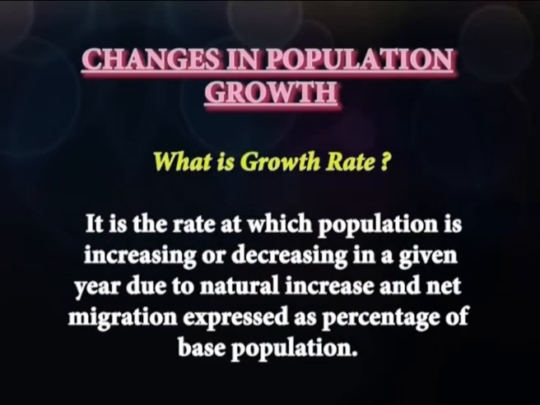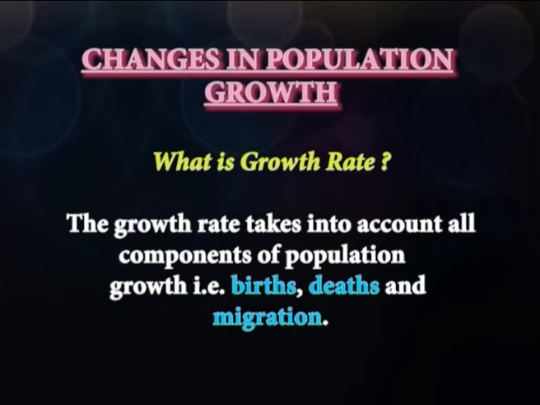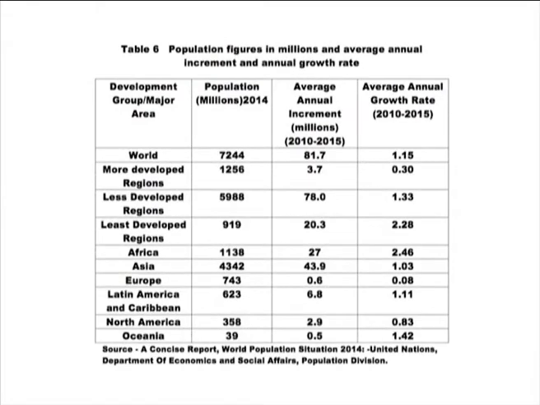It is the rate at which population is increasing or decreasing in a given year due to natural increase and net migration, expressed as a percentage of the base population. The growth rate takes into account all components of population growth, that is births, deaths and migration. And net migration is the net effect of immigration and emigration. Table 6 describes the latest numbers of population in 2014 as well as the change between 2010 and 2015 in terms of an average annual increment.